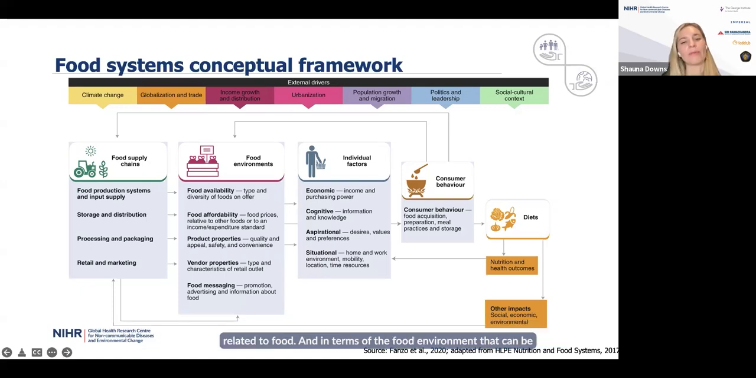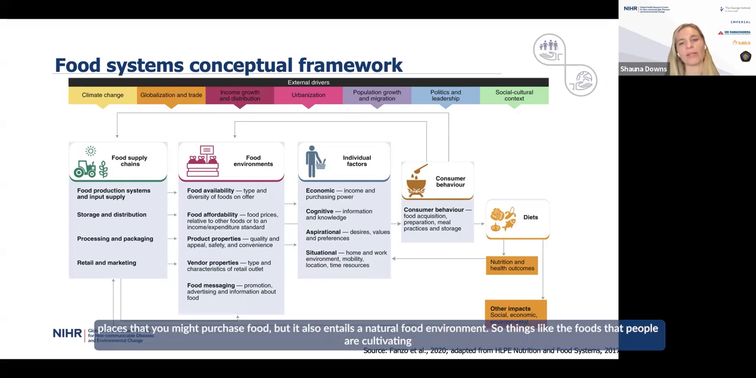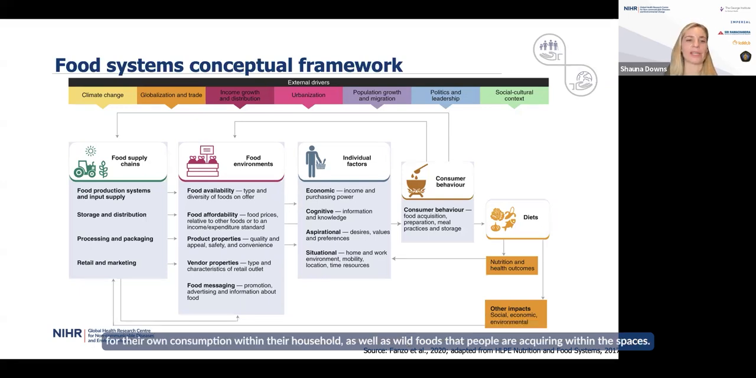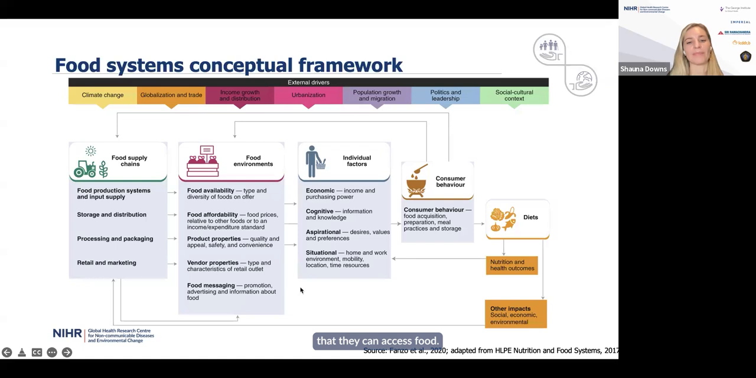And in terms of the food environment, that can be the built environment, so kind of brick and mortar places that you might purchase food, but it also entails the natural food environment, so things like the foods that people are cultivating for their own consumption within their household, as well as wild foods that people are acquiring within the spaces that they can access food. So those drivers feed in also to the food environment.